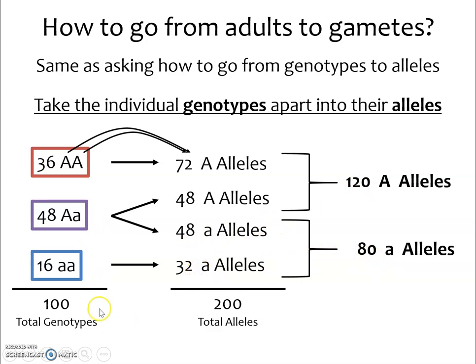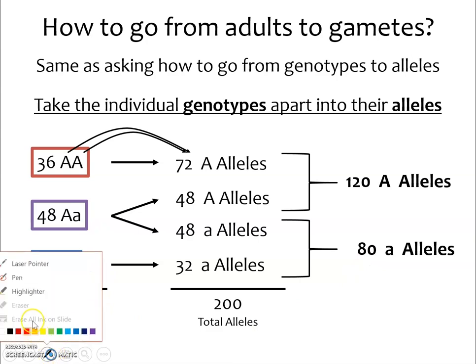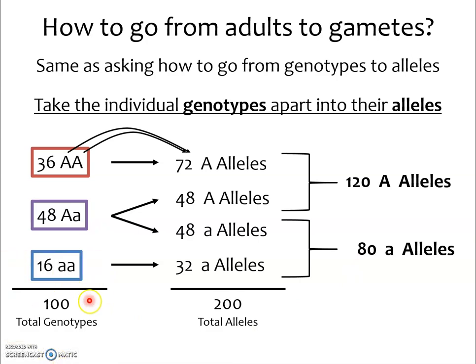And we can also sum down the columns just to make sure we've got everything right. If we've got 100 individuals, if they're diploid, we should have 200 alleles. And we can also add 120 with 80, and that's 200. So we've got everything accounted for.